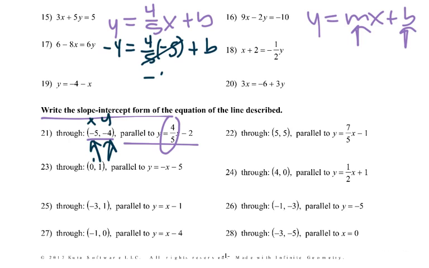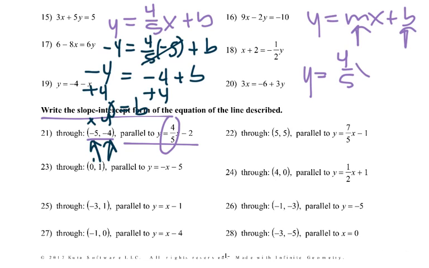4 times -4 plus b would equal -4. Add 4 to both sides, we get 0 equals b. So my equation would be y equals 4/5 x plus 0, or I could just leave that off. That's my answer for 21. So that's the process we're going to do on all of these.